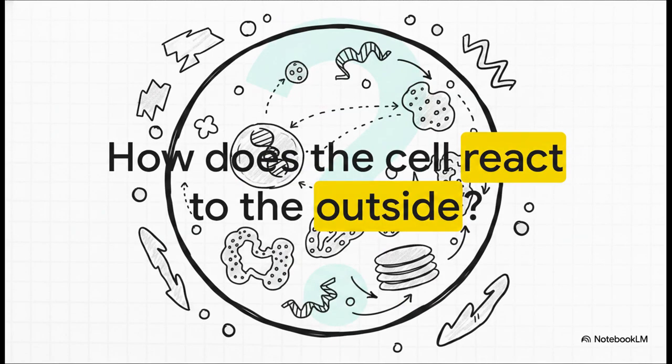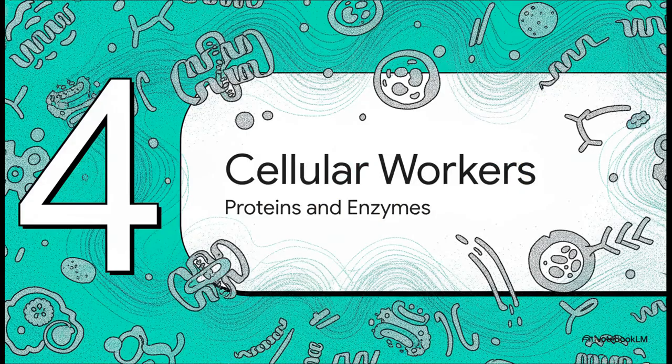But this raises a really fascinating question. If the DNA is safely locked away inside the nucleus, how does the cell actually know when to speed up production, or how to react to sudden changes in the outside world? Who's the one carrying out these commands on the ground? Well, that brings us to District 4, the cellular workers, proteins and enzymes.